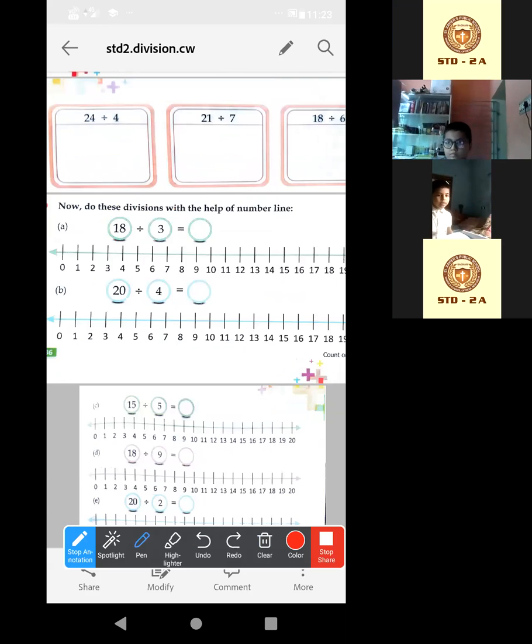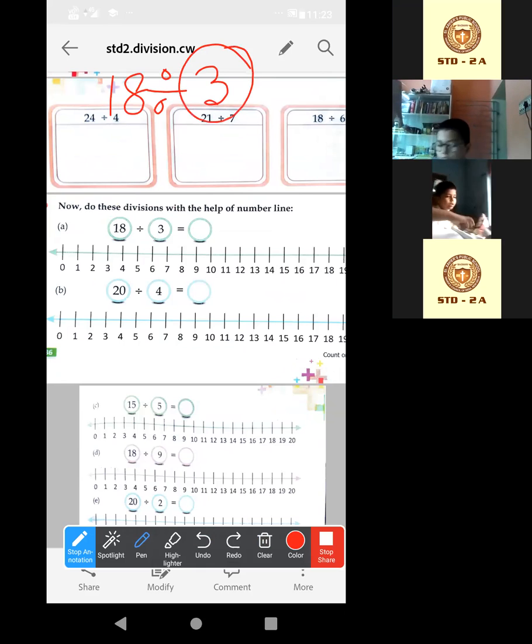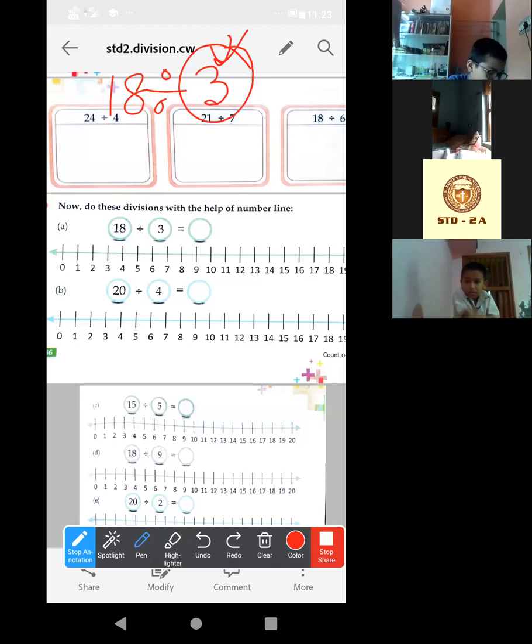And how many places will we jump? As 18 divided by 3, we have to divide it by 3 too. That's why, in repeated subtraction, we subtract this 3 as we are dividing by 3. The same thing in case of using the number line, we have to jump. And how many places? These 3 places, as we are dividing by 3. Okay.